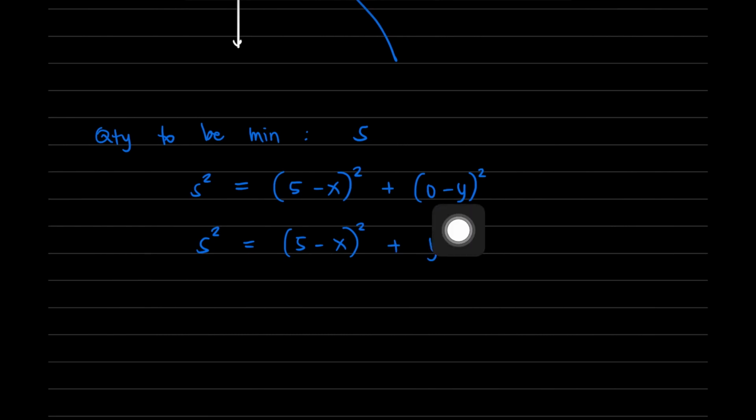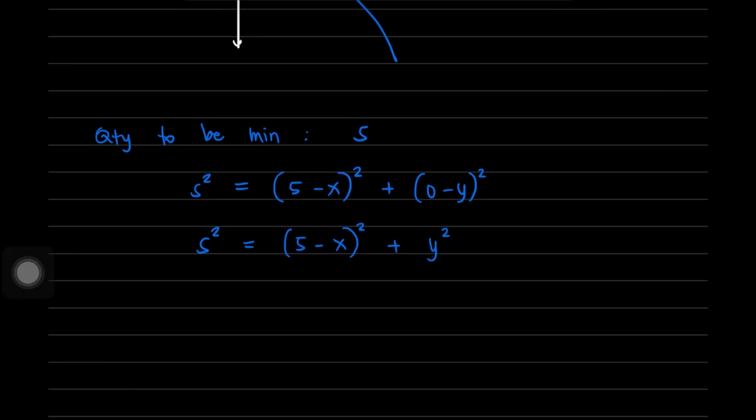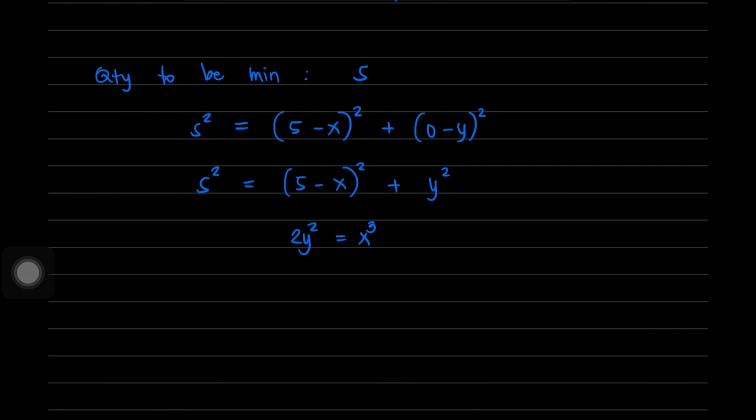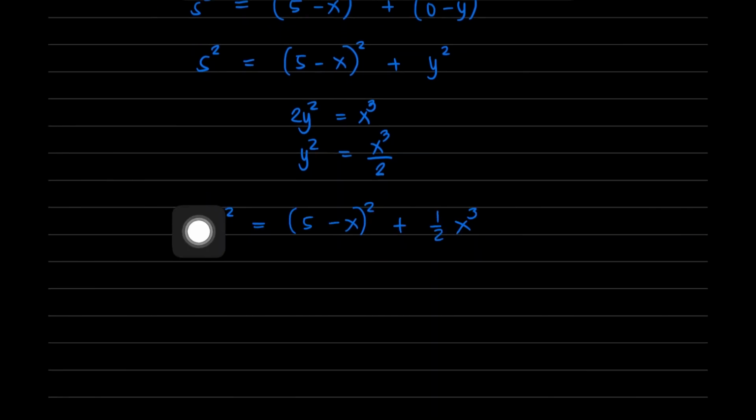Now, solving for the value of y, because we cannot yet differentiate this one with respect to x because there's still another variable in here. So, what is now the relationship between y and x? Now, the equation of the given function is 2y squared equals x cubed. So, solving for y squared, we now have y squared equals x cubed over 2. And if we're going to substitute this one in here, s squared is now equal to (5 minus x) squared plus 1 half x cubed. Right? So this is now the equation of s, which is to be minimized.